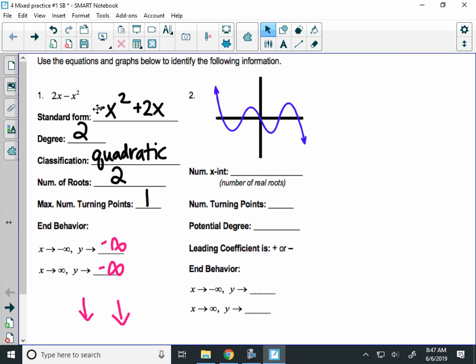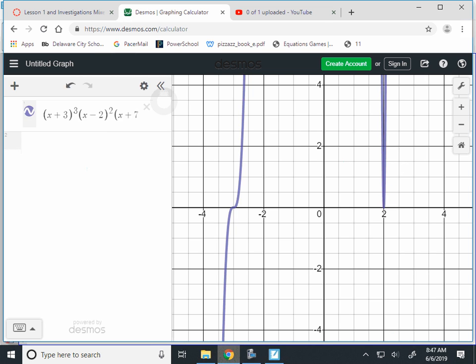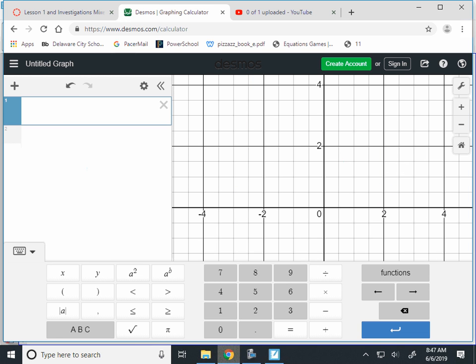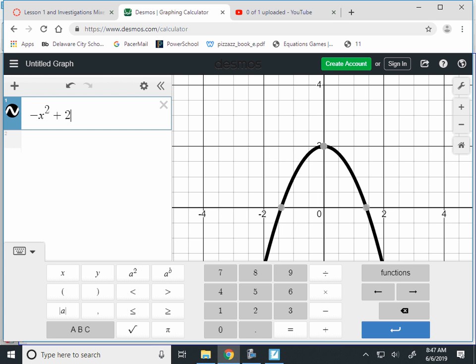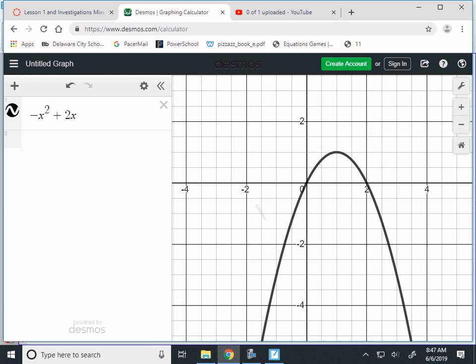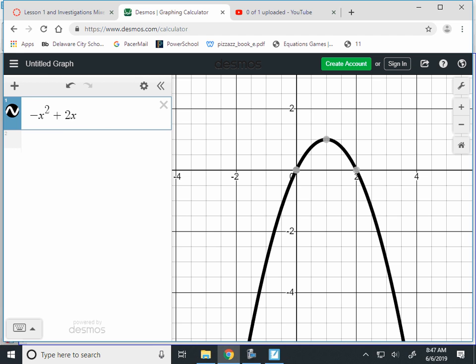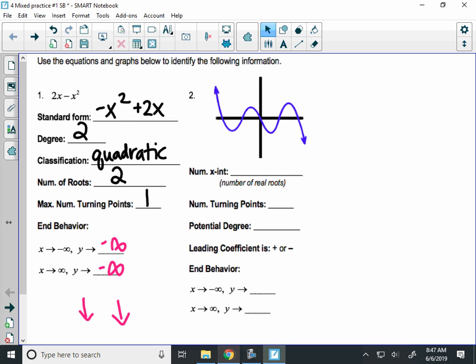If that's hard for you to do without a picture, then make a picture. Graph negative x squared plus 2x. You can see that both arrows are pointing down on this graph, so my end behavior was correct. Number 2, I give you the picture.